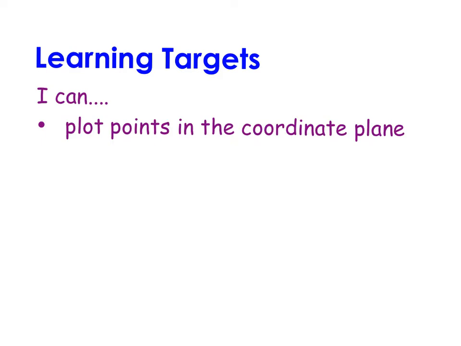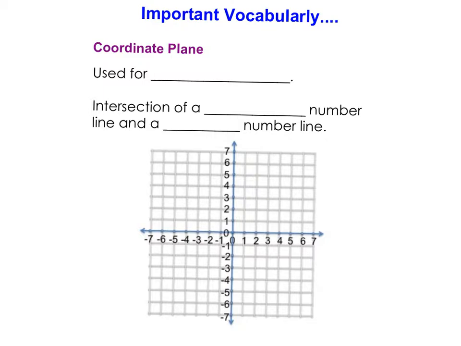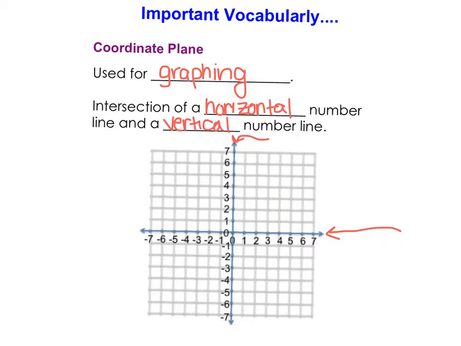In this lesson, we're going to focus on plotting points on the coordinate plane and the vocabulary that goes along with mathematics and the coordinate plane. So the coordinate plane is used for graphing in the math world. Essentially, how this coordinate plane was created is it's an intersection of a horizontal number line, which you can see here, and a vertical number line, which you can see here. So we have a vertical number line, a horizontal number line, and then they form this grid between the different points, and this is what we call the coordinate plane.